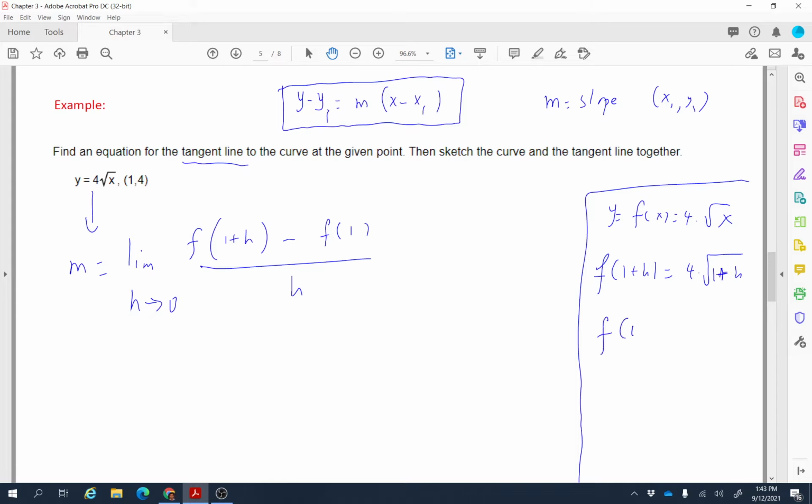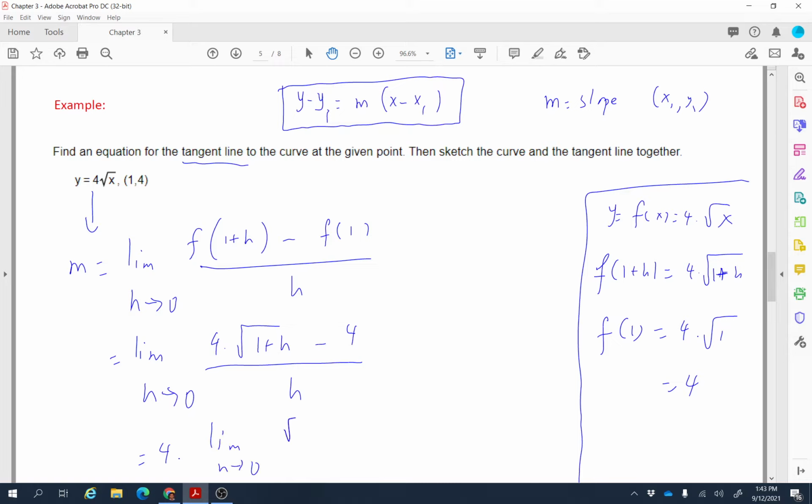We need to find the value of the function at 1. For this one, just replace this x by 1, which gives 4. So just plug this value back here and find the limit: limit h approaches 0, 4 times the square root of 1 plus h minus 4, over h. Now when we try to find the limit, we have to simplify this first before plugging in h equal to 0. Because if you plug in h equal to 0 as it is, this value would be undefined. So what we do, we can just factor out this 4.